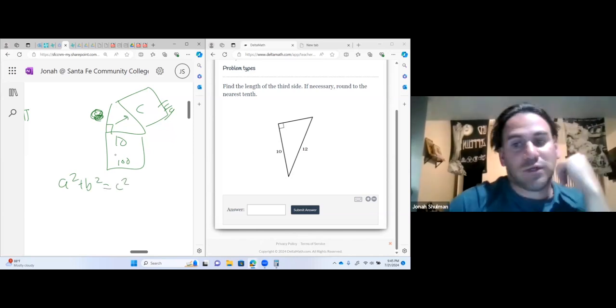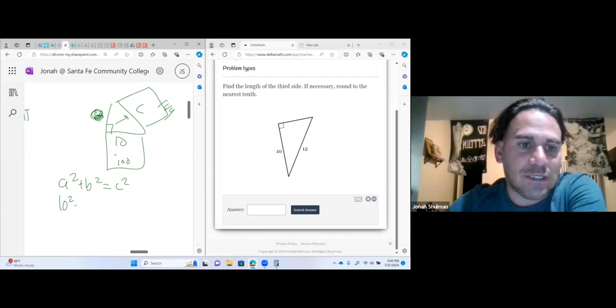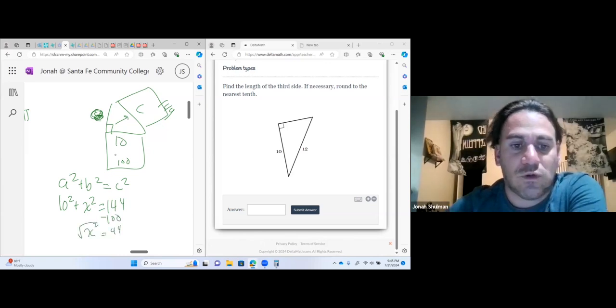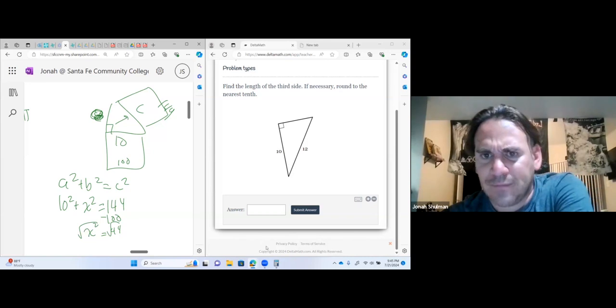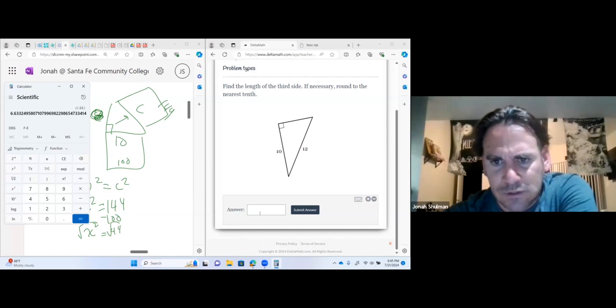All right, so for the next one, I have to already put a new notepad because I can see it's changing. So we have minus 100. So we have 44 is x squared, and we just have to take the square root of 44, to the nearest tenth. 6.6.